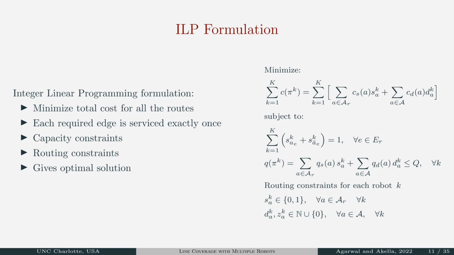The objective is to minimize the total cost for all the routes. The ILP ensures each required edge is serviced exactly once. The formulation comprises capacity and routing constraints for each robot. The ILP gives optimal solutions when a feasible solution exists.